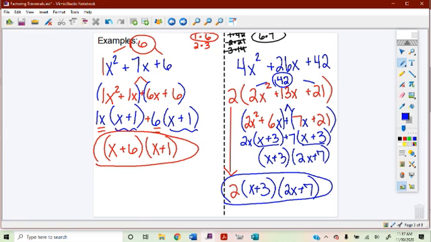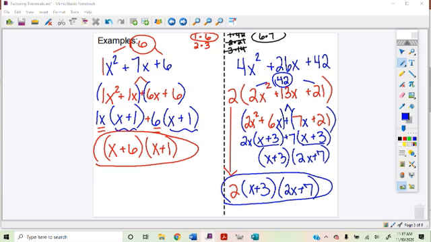I realize this is kind of complicated. It really takes some practice to get used to how it works. Bear with it. Keep trying. It will get easier. All right, let's do another example.